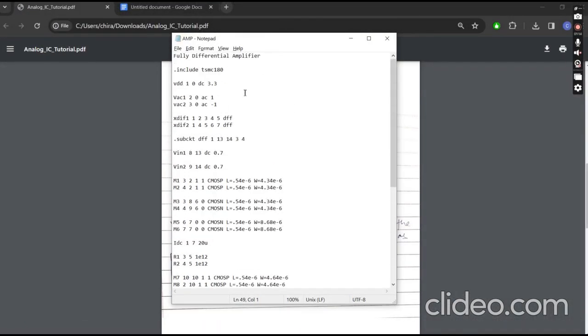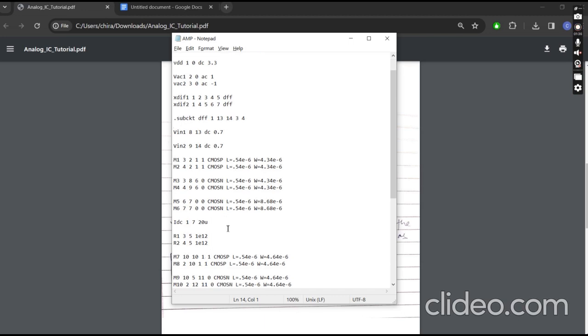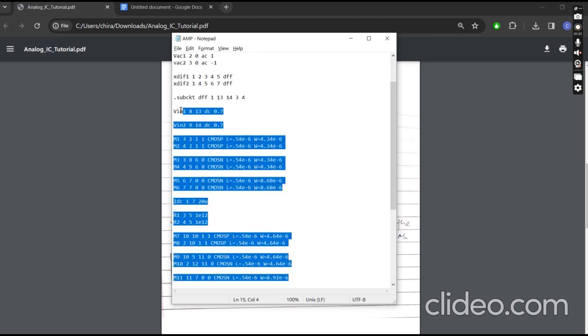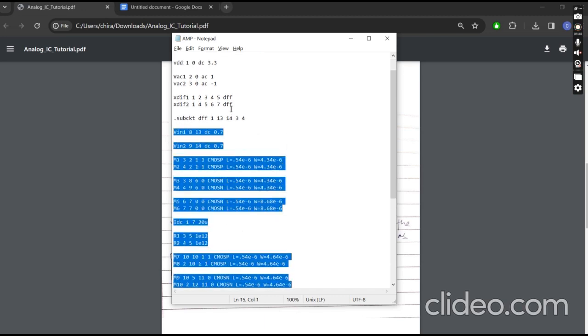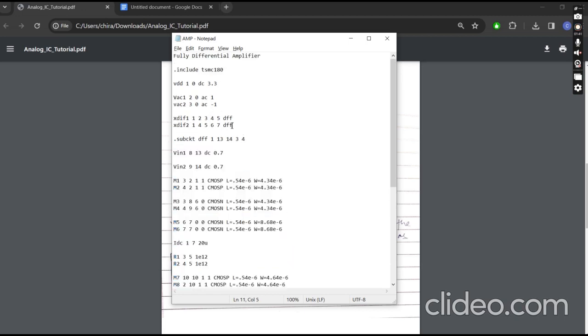In NGSpice we have used TSMC 180 nanometer technology MOSFETs. We are given AC inputs of +1 and -1. So this X diff. Here I'll explain this dot subcircuit. This part is used to make a subcircuit of this fully differential amplifier, and then we use it with the xdiff command and give one of them as the load to another.